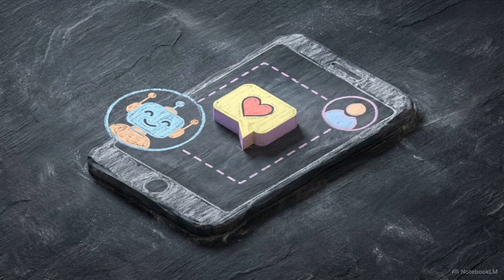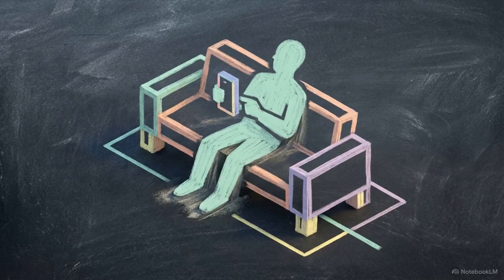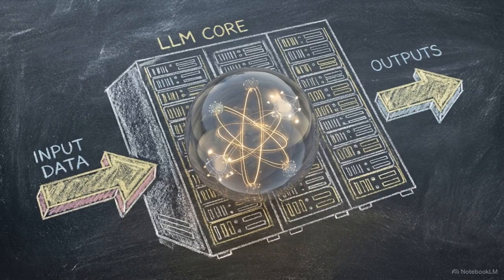This animation shows a common misconception about AI. When you chat with a digital assistant, it feels like it knows you. In reality, large language models are stateless. An LLM, or large language model, is the underlying artificial intelligence engine that processes and generates text.